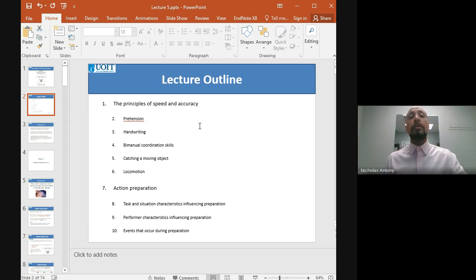So like I said, the outline of today's lecture is we're going to be looking at the principles of motor control in various different motor skills and what research has analyzed or figured out. And then we're going to be discussing action preparation, or what happens in the time before we start to initiate movement. What part of processing is required, and how do we research that?